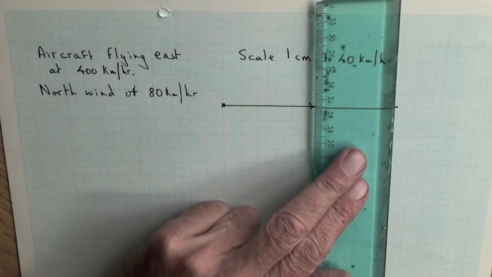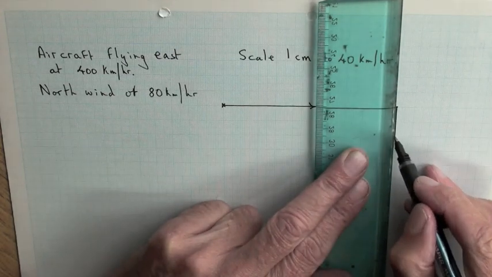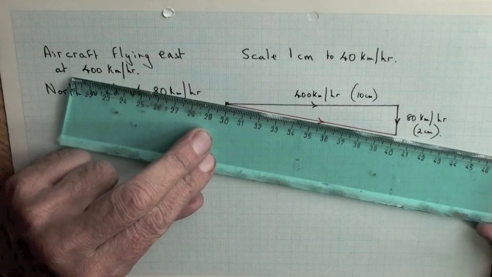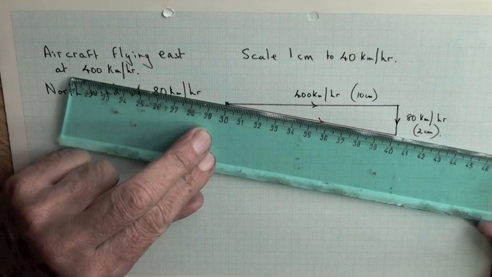So remember, you can add any number of vectors by drawing and adding them tip to tail. The final resultant is found by measuring from the tip of the final vector to the tail of the first.